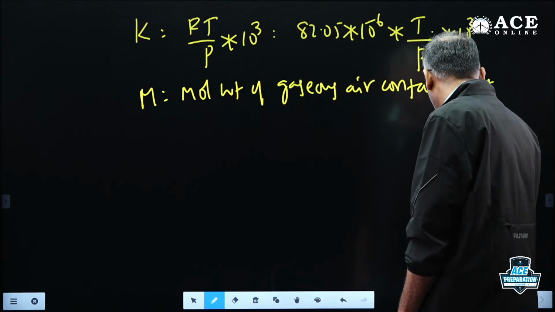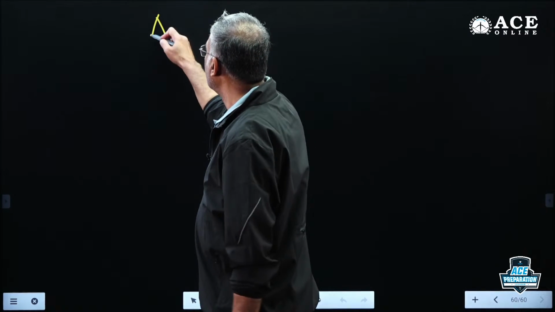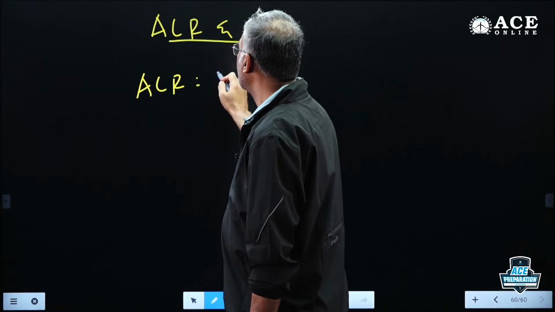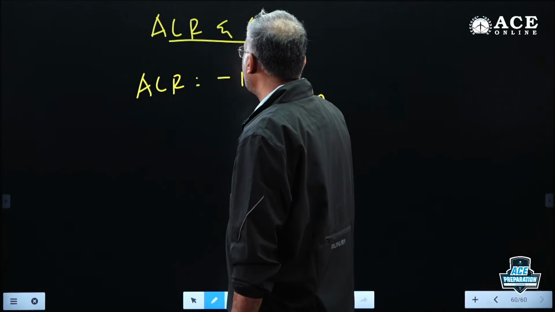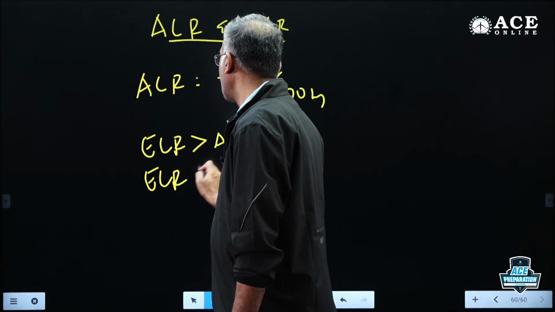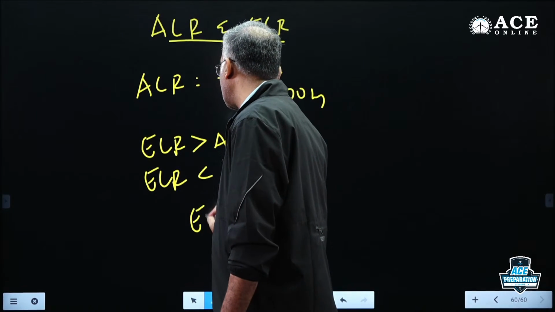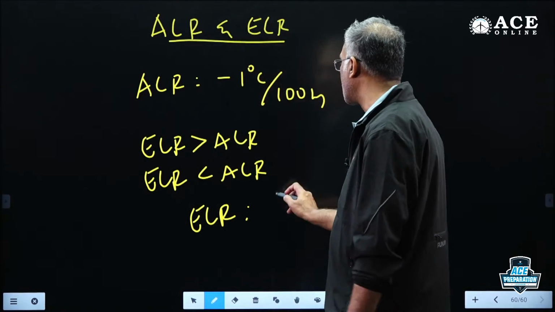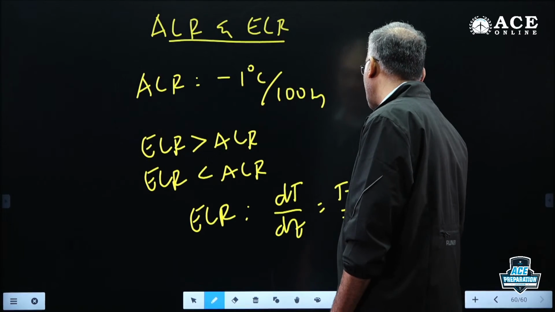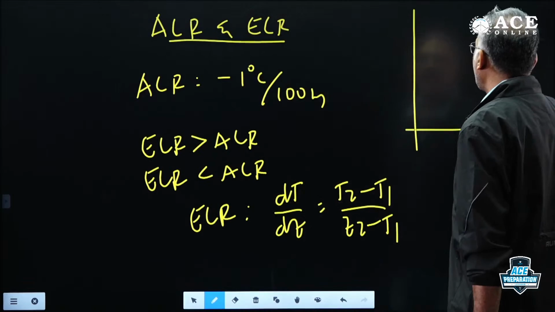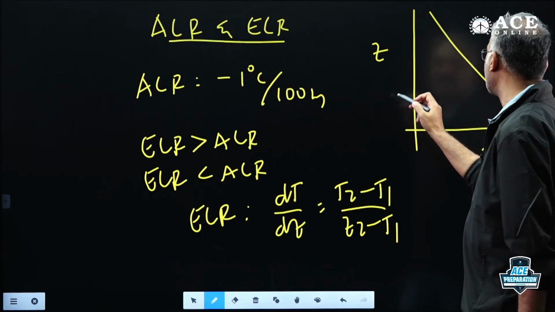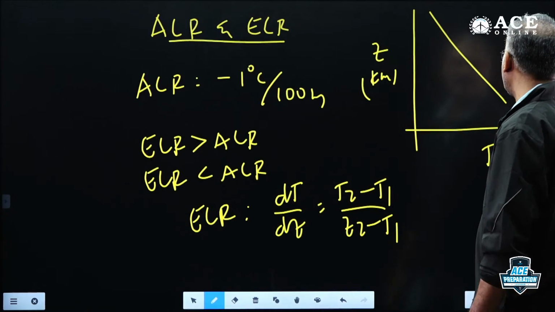In addition to that, ALR and ELR concepts are very, very important. ALR is always equal to minus 1 degree Celsius per 100 meter, but ELR is sometimes greater than ALR, sometimes less than ALR. This you have to work out. ELR is the environmental lapse rate, which is equal to dT by dz, that is T2 minus T1 by Z2 minus Z1, the slope of the temperature profile of the vertical atmosphere. This is a temperature versus altitude profile, altitude normally in kilometers, temperature in degrees Celsius.